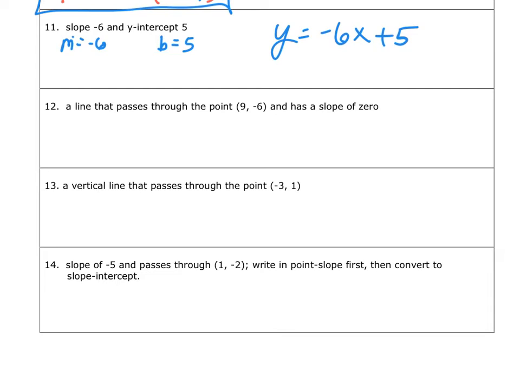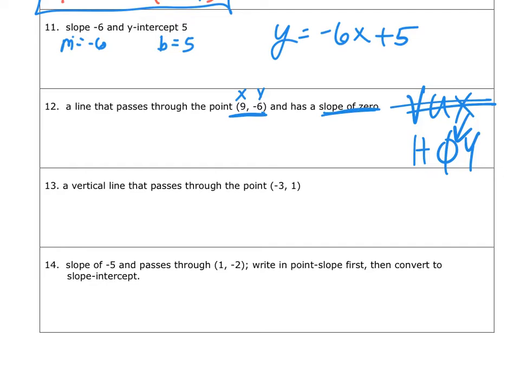Number 12. A line that passes through this point, so we know that's our x and our y value, and it has a slope of 0. If it has a slope of 0, that means it is either a Vux or a Hoy. Well, it's not Vux because Hoy has a slope of 0, which means our equation is y equals a number. So that means I'm going to look at my y in the point, and I have y equals negative 6 as my equation.